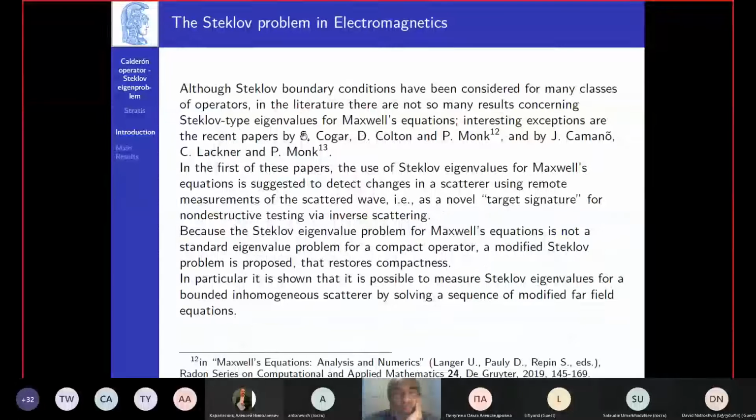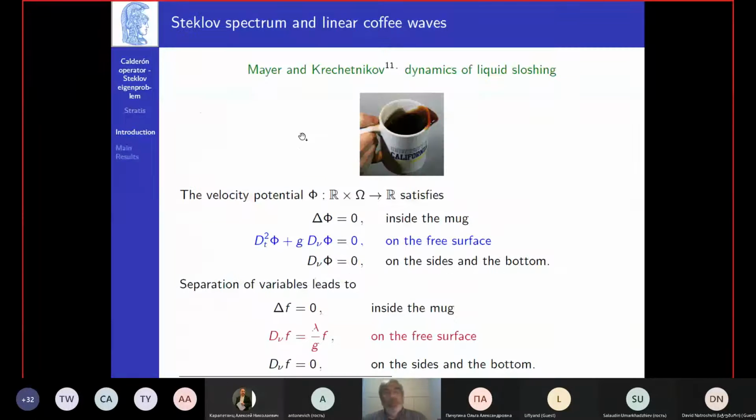All right, now a final remark. There is a paper by Meyer and Kravchenko on the dynamics of liquid sloshing. This is how coffee, for example, and not only, gets out of the cup as we walk. After study one ends up with the problem for the velocity potential, which is the first one. The Laplacian is zero inside the cup. On the free surface, we have this blue boundary condition. And on the sides and the bottom, we have Neumann conditions.